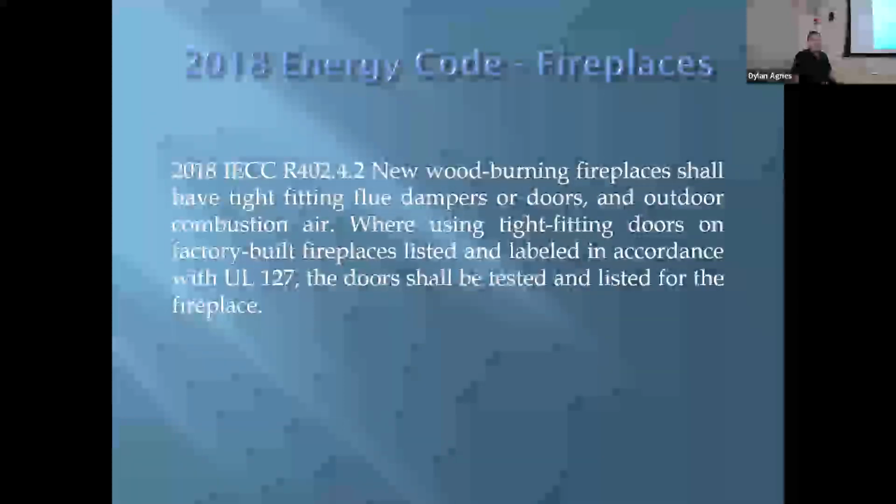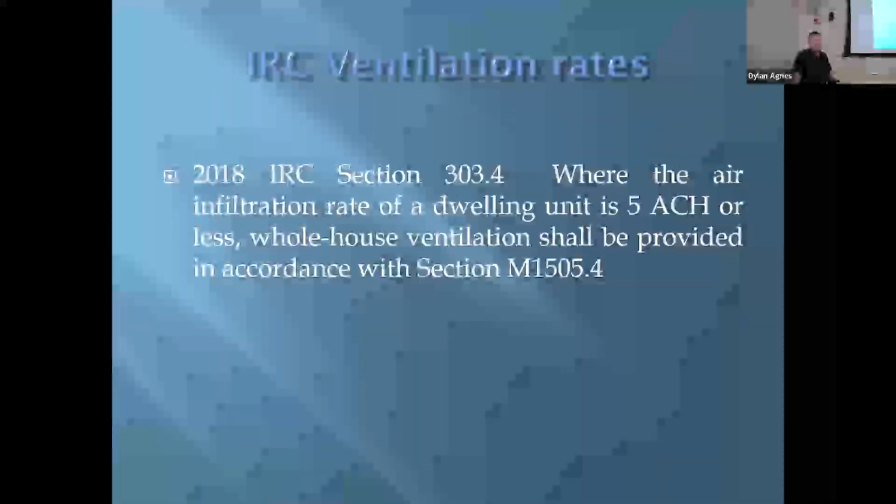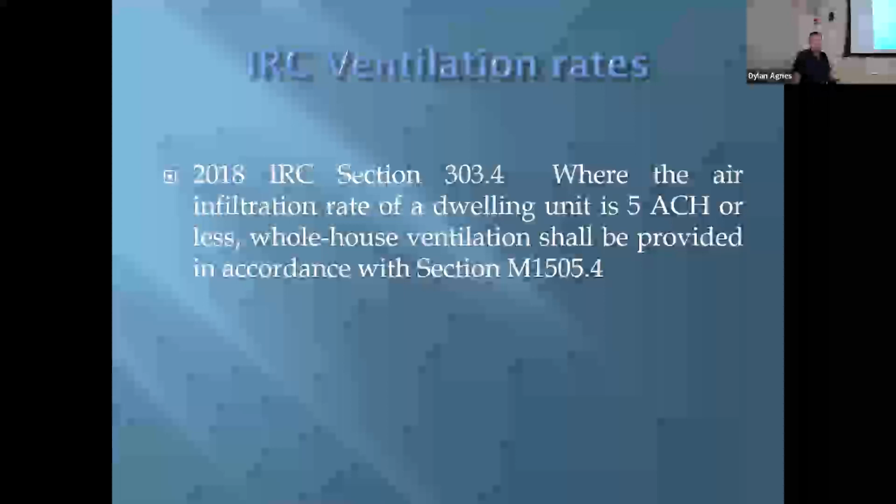I'm not going to make this more confusing. We're going to start tying up some loose ends here as we get into it. The ventilation rates, we used to have to reference a chart, and now they've come out with something very explicit. It just says, if you have a house that's less than 5 air changes, you have to provide whole house ventilation.